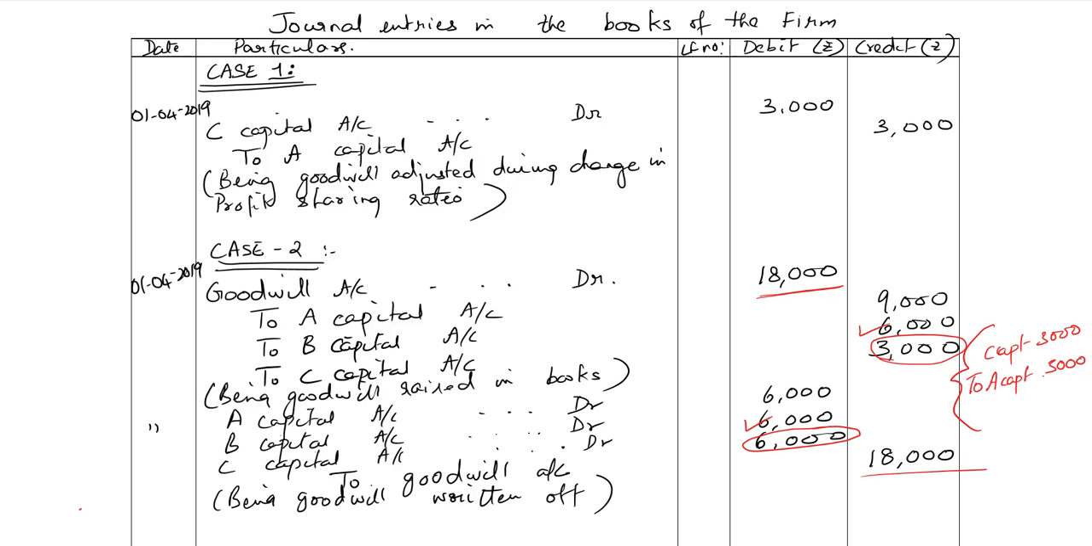And this is the entry which is the same as case 1. So that is why it was said that case 1 and case 2 will give the same net effect. However, in the absence of information, only case 1 is to be used.